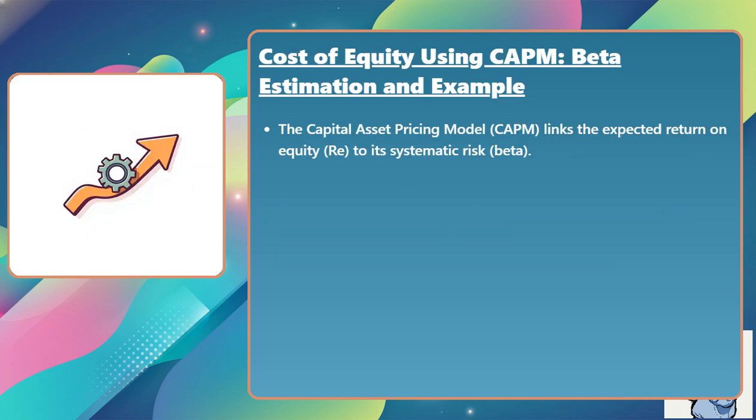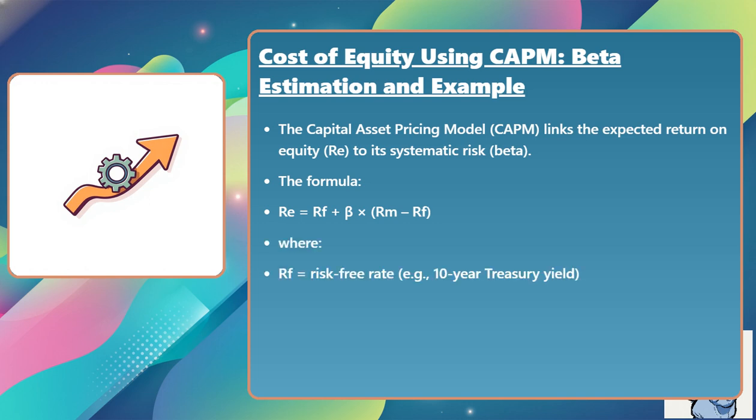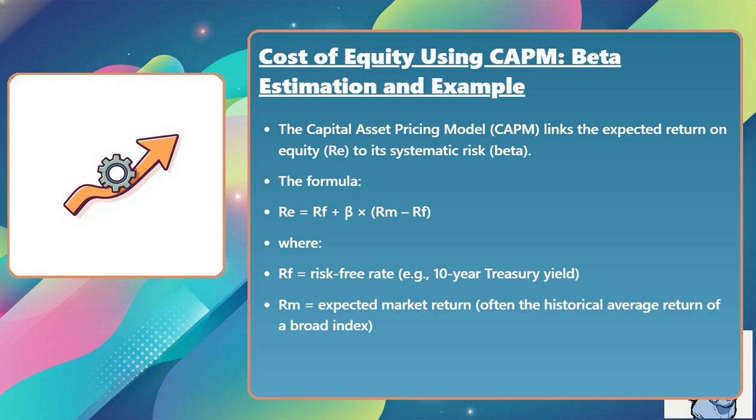The Capital Asset Pricing Model, CAPM, links the expected return on equity, RE, to its systematic risk, beta. The formula, RE equals RF plus beta times open bracket RM minus RF close bracket, where RF equals risk-free rate, for example 10-year Treasury yield. RM equals expected market return, often the historical average return of a broad index. Beta equals measure of how the firm's stock moves relative to the market.